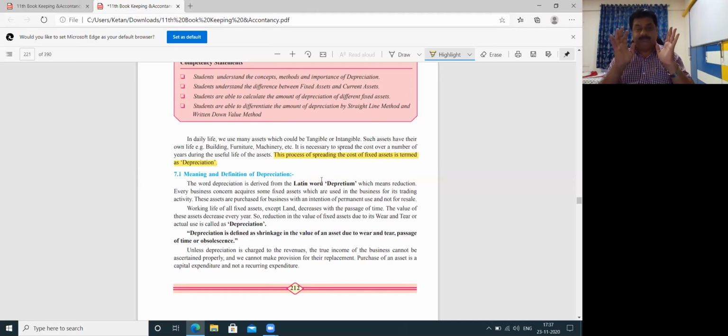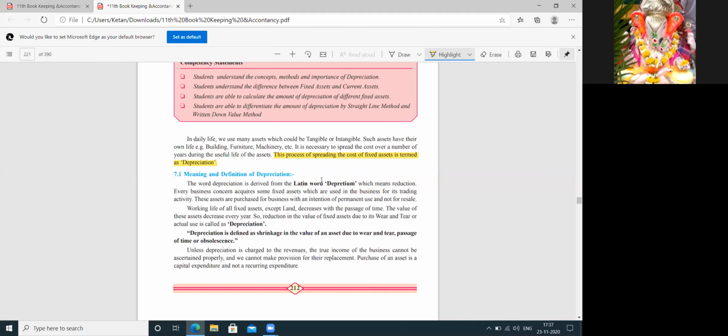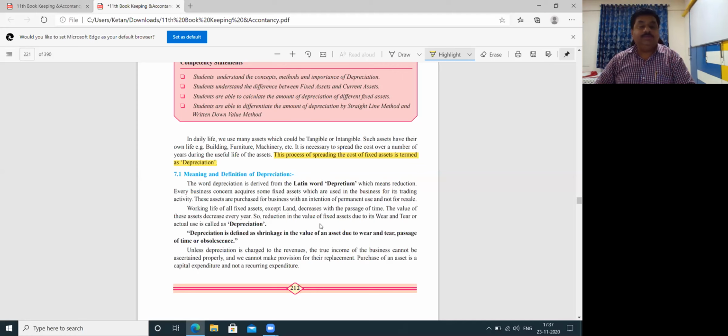In simple words, the machinery purchased for 5 lakh rupees and the life of the machinery is estimated 10 years. Then 5 lakh rupees is divided by 10, that is 50,000 per annum. Okay. So in this way, the process of spreading the cost of fixed asset is termed as depreciation.